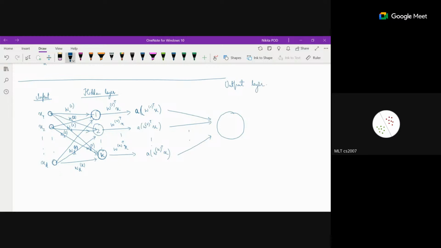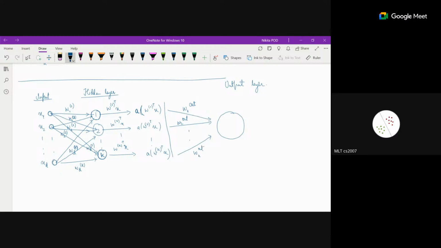Okay, and for each of these A of WK transpose X, you have some weight associated with each of these in the output layer. So in the output layer, you have the weights for each of these inputs. Now what you're getting is W1 out. For the second one, let's say W2 out. So out is just representing your output. Then WK out.